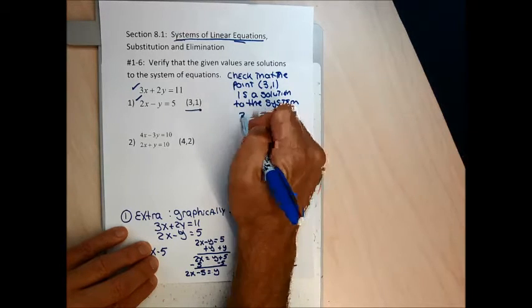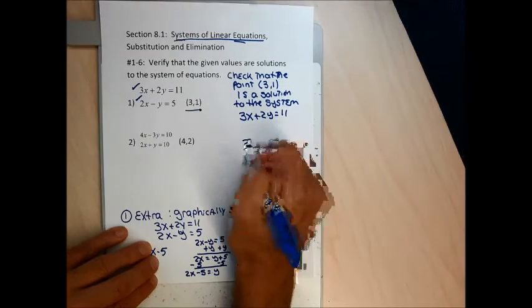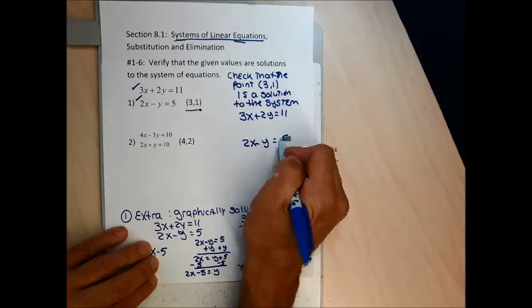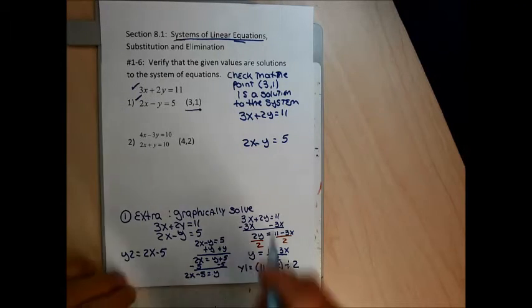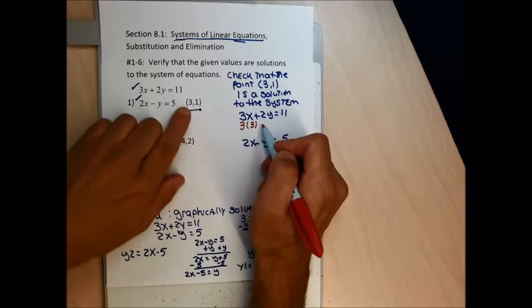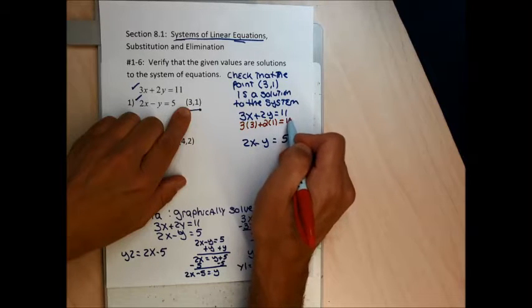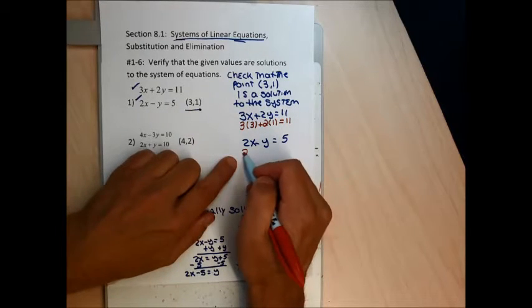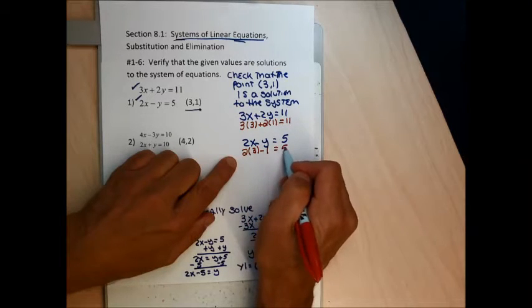And the system is 3x plus 2y equals 11 and 2x minus y equals 5. What needs to be done to verify that the given values for x and y are a solution? What needs to be done to finish up problem 1 is I need to plug in 3 for x and 1 for y in the top equation, and I need to plug in 3 for x and 1 for y in the bottom equation.